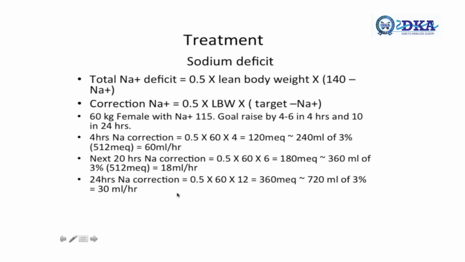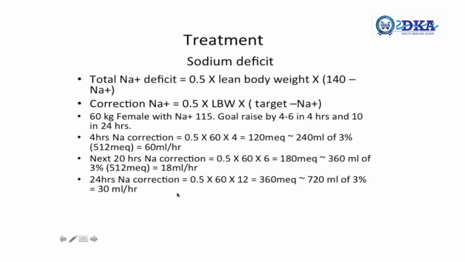Your rapidity of correction of this hyponatremia must follow certain rules. You don't want to correct more than 4 milliequivalents in the first 4 to 6 hours and not more than 10 to 12 milliequivalents in the next 24 hours. That's very important for us to follow. Now, how do you want to go about it?